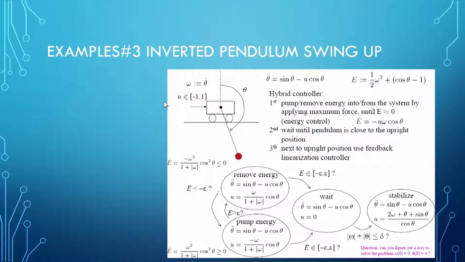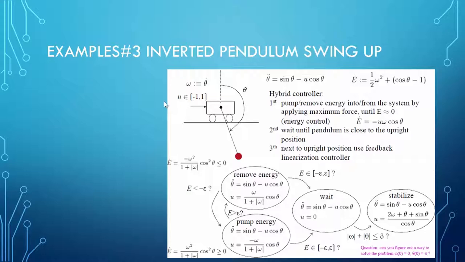And here's the controller you design for each phase, right? In this phase, you design this controller that can be used to pump energy into the system, right? And here, the controller does nothing, right? It's zero, it does nothing. And here, you remove energy. So compare here to here, one is minus, one is positive. So they have different functionalities.